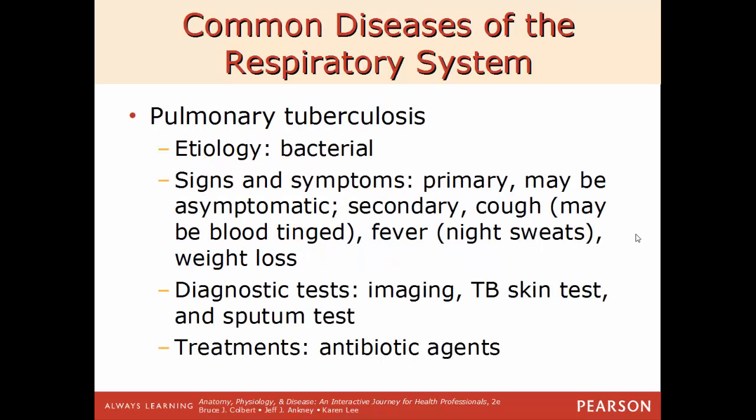Pulmonary tuberculosis, etiology here, this is a bacterial condition. For signs and symptoms, if it's primary, there may be no symptoms, you may be asymptomatic. If it's secondary, there will be a cough, maybe tinged with blood. You may have fever, maybe night sweats, weight loss. Some diagnostic tests: imaging, a sputum test, a TB skin test. And for treatments, using antibiotics.